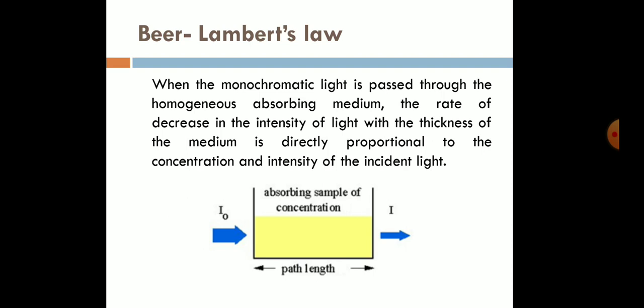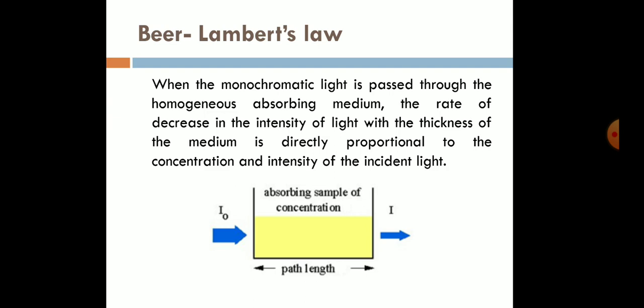It states that when monochromatic light is passed through a homogeneous absorbing medium, this homogeneous absorbing medium is a solution containing the solute which is going to absorb the light. So when the monochromatic light is passed through a homogeneous absorbing medium, the rate of decrease in the intensity of light with the thickness of the medium is directly proportional to the concentration and intensity of the incident light.